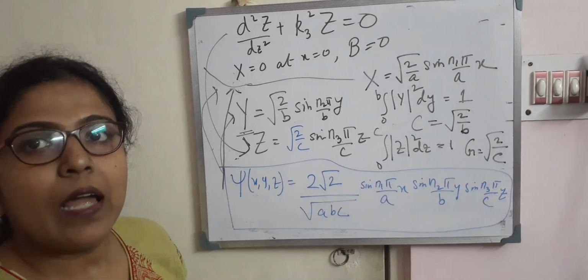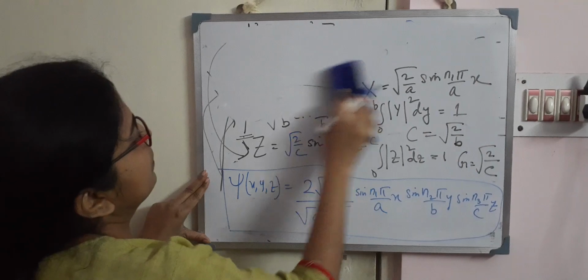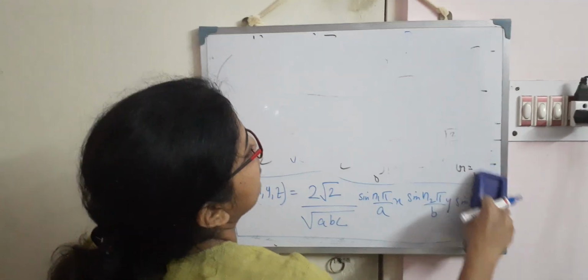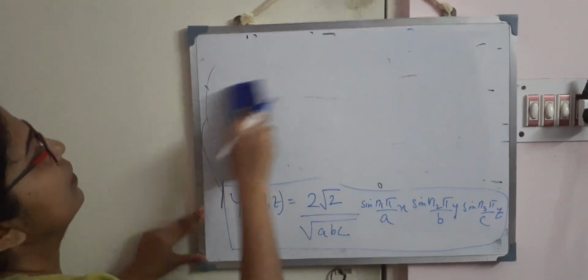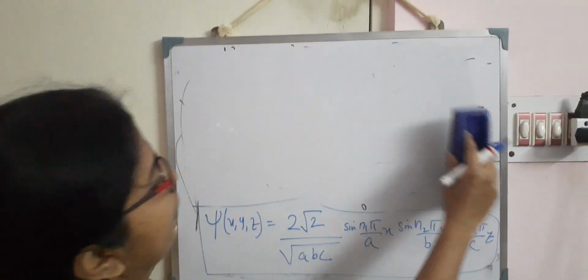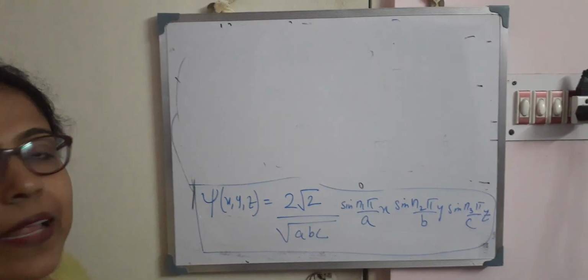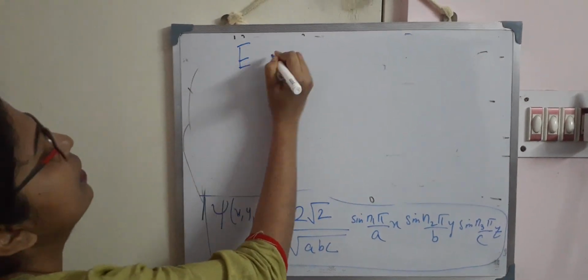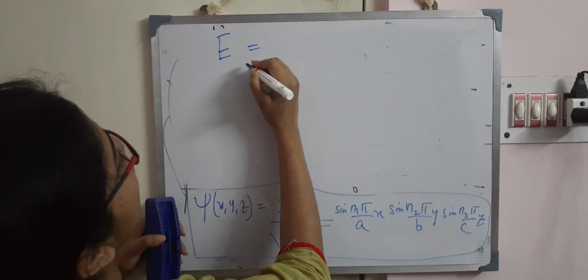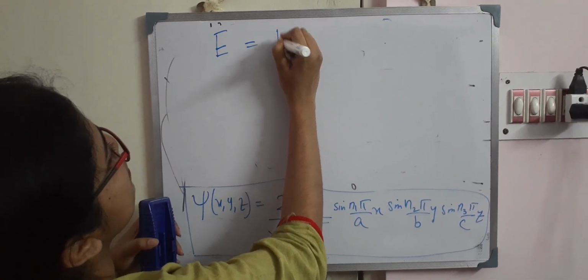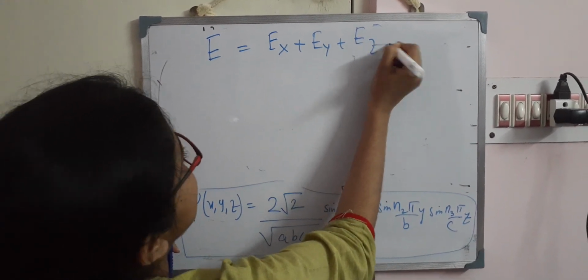And what about the energy eigenvalues? So we will just write down the energy eigenvalues from here. Or I think I will stop here with the energy eigenvalues. We will discuss in the next class. I will just write down the expression and I will discuss it elaborately in the next class. So E here will be, as I said, Ex plus Ey plus Ez.